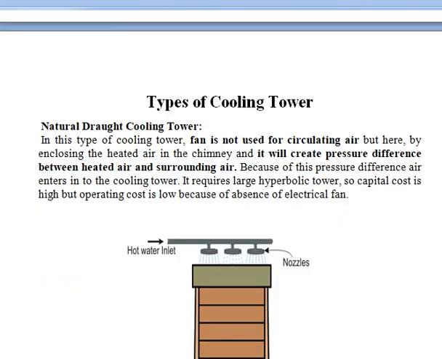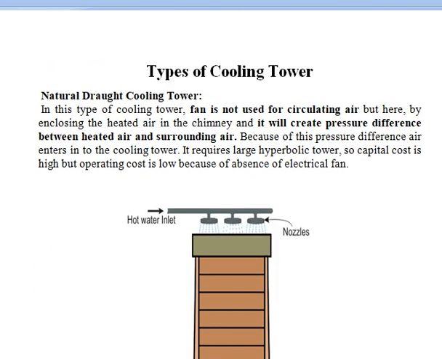Then we discuss the next slide, types of cooling tower. There are different types of cooling towers. The cooling tower is divided into many parts: the natural draft cooling tower and the mechanical cooling tower. The mechanical cooling tower is divided into the forced draft cooling tower and the induced draft cooling tower. First we discuss the natural draft cooling tower.